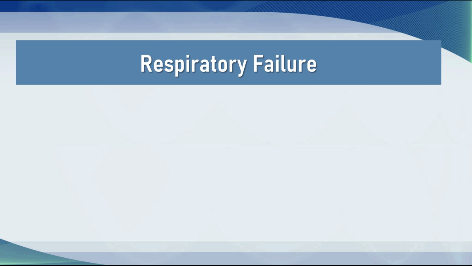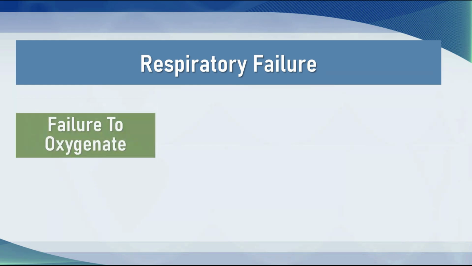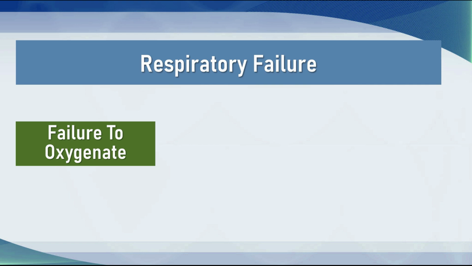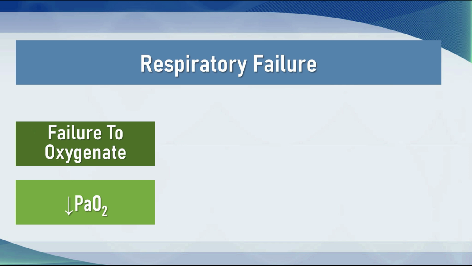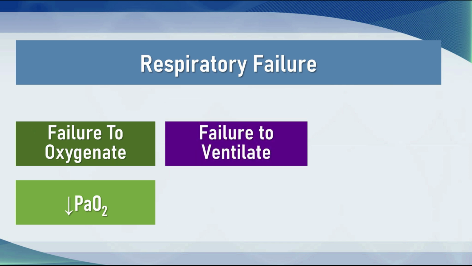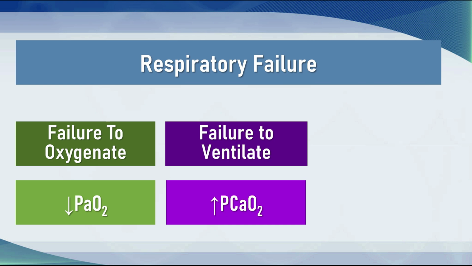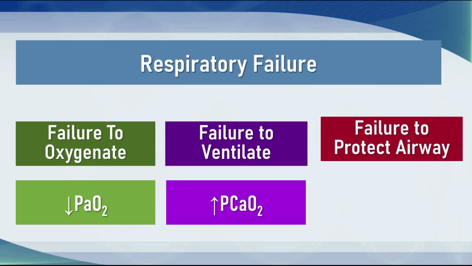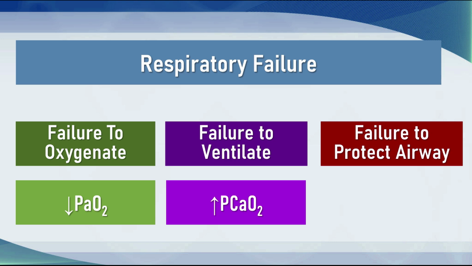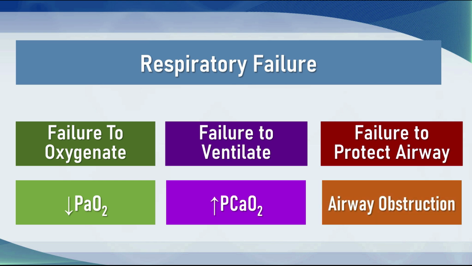When we use the term respiratory failure, we are really describing one of three processes that can go on simultaneously. The first is failure to oxygenate, characterized by reduced partial pressure of oxygen in the blood. The second is failure to ventilate, characterized by raised partial pressure of carbon dioxide in the blood. The third is failure to protect the airway, and that's characterized by airway obstruction, and that may be caused, for example, by coma or infection or a problem anywhere along the respiratory system.